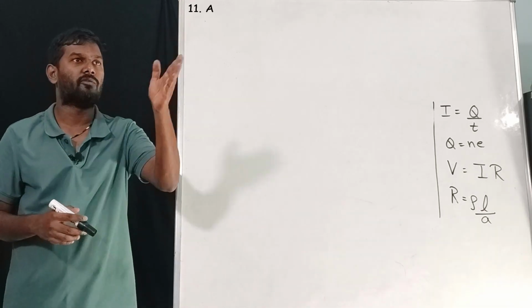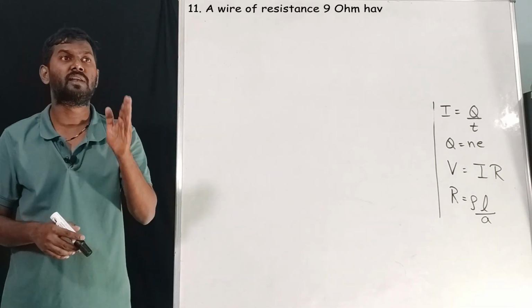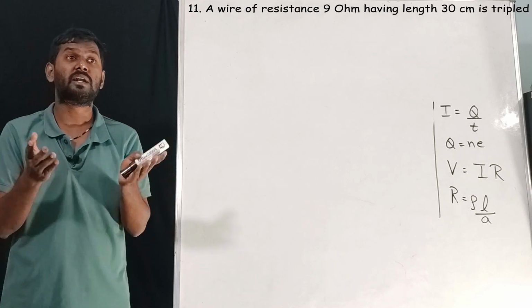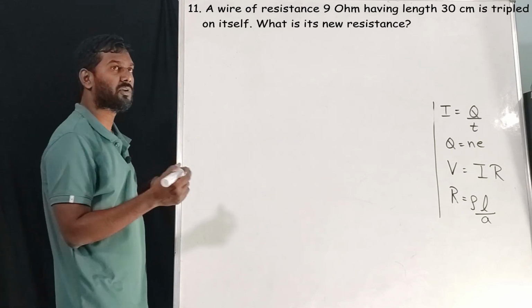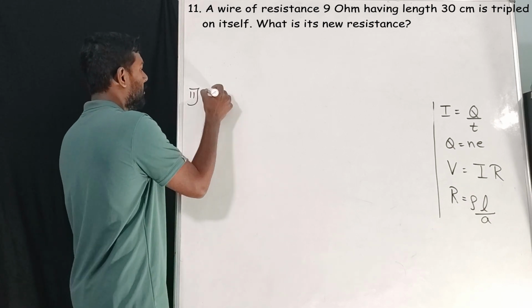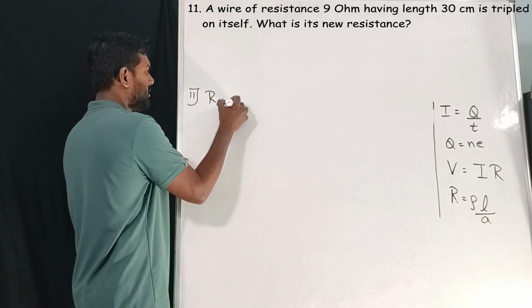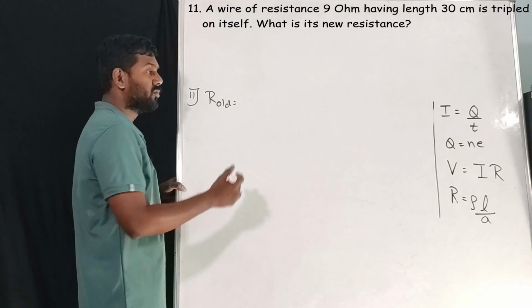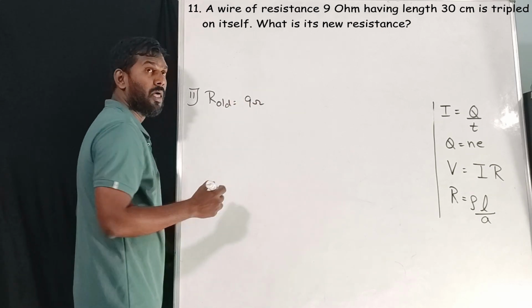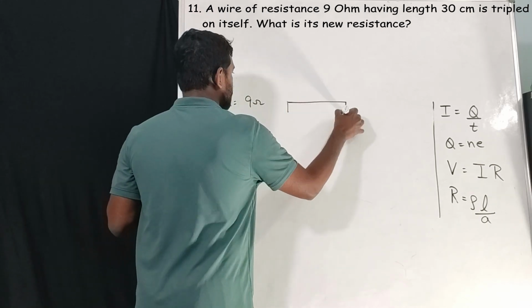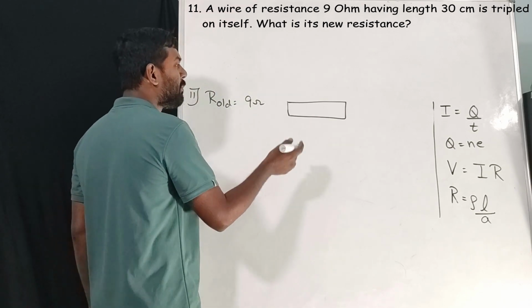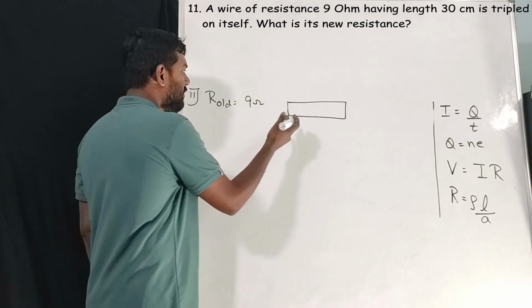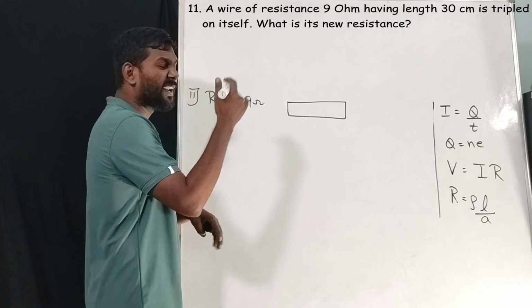Question number 11. A wire of resistance 9 ohm having length 30 centimeter is tripled on itself. Tripled on itself, what is its new resistance? Very good. Question number 11. Old resistance or present resistance is equal to 9 ohm. Now assume this is the wire of resistance 9 ohm. Now what do you mean by tripled on itself? Tripled on itself means folding one on the other 3 times.